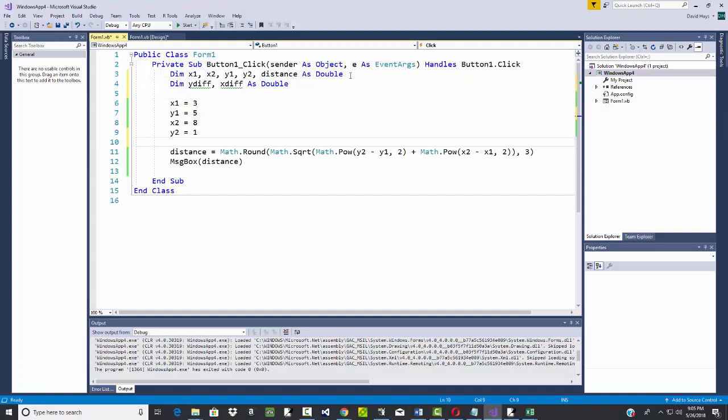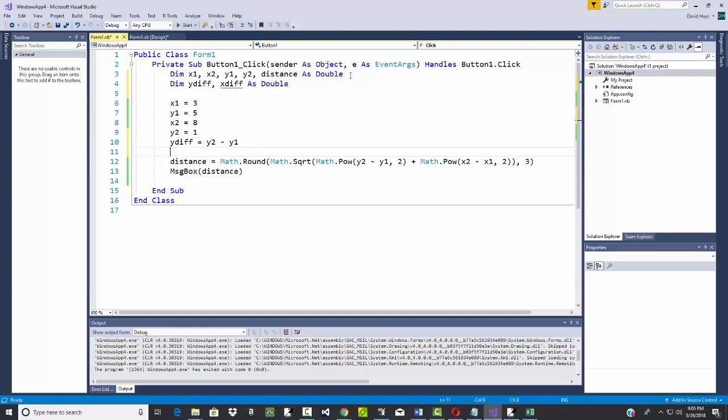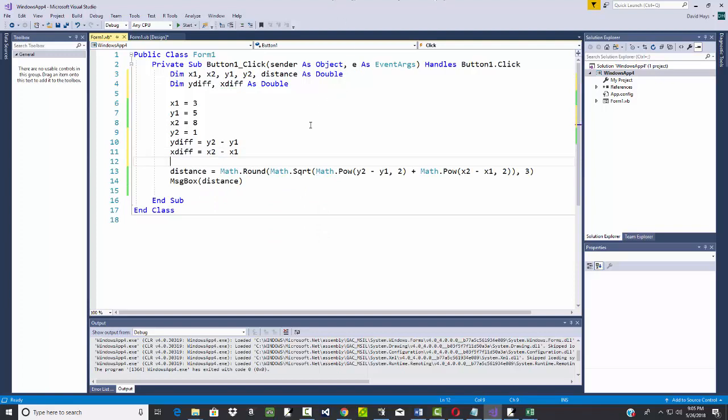Okay, so then for my y difference, that's going to be y2 minus y1. For my x difference, I'm going to have x2 minus x1. So now I can get rid of some of this code here, make it a little bit simpler. This right here, the y2 minus y1, instead of having that calculation there, I can have y diff over here. I can have x diff.